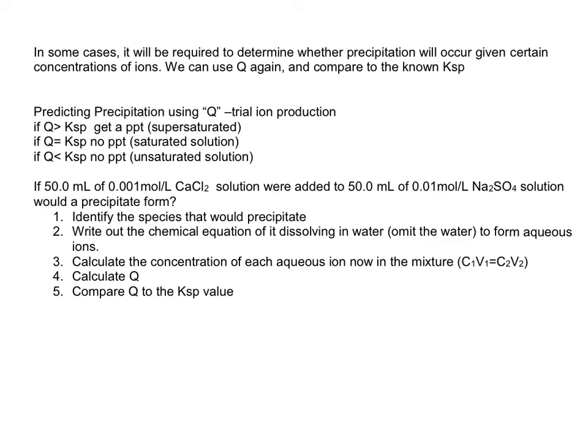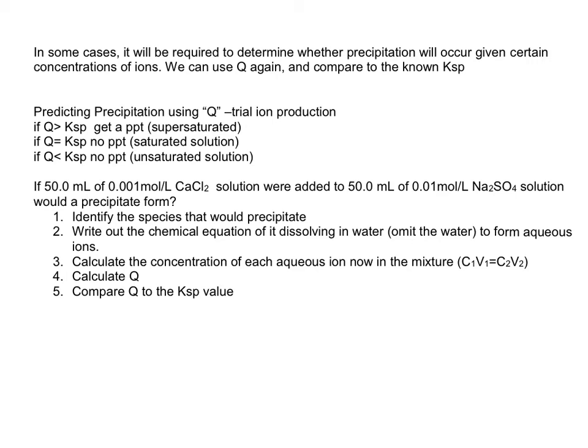In some cases, it will be required to determine whether precipitation will occur in a given concentration of ions. So this is our quotient rule again, and we compare our Q value to the KSP to make a decision on whether or not we will see a precipitate. Predicting precipitation using Q: if Q is greater than KSP, we'll get a precipitate because we have a supersaturated solution. But if Q is equal to KSP or Q is less than KSP, we will get no precipitate.